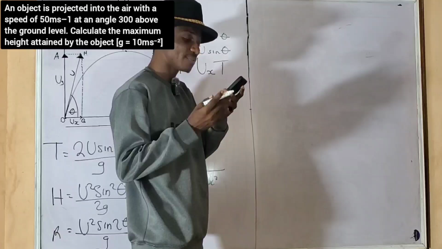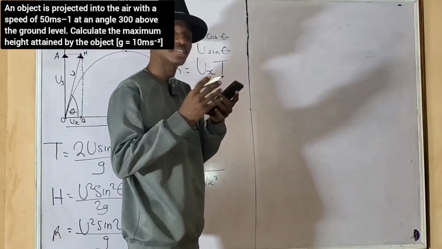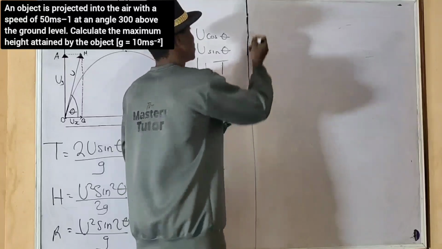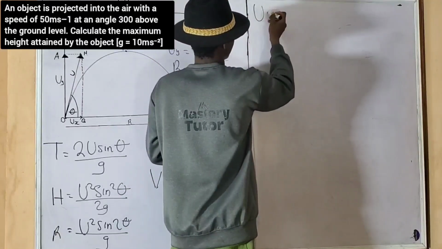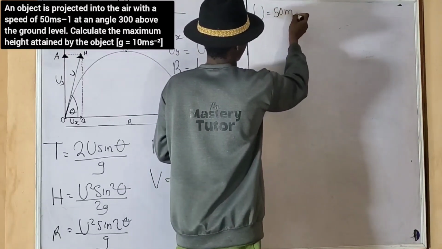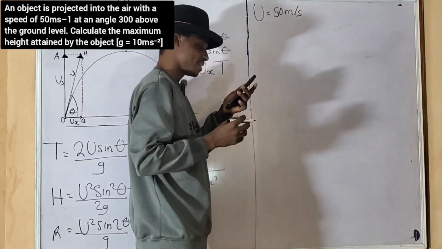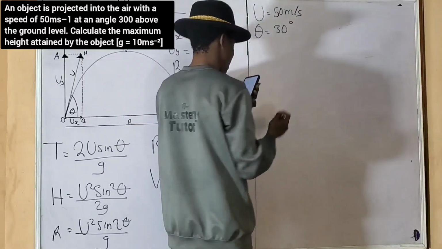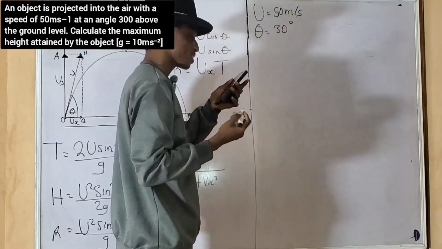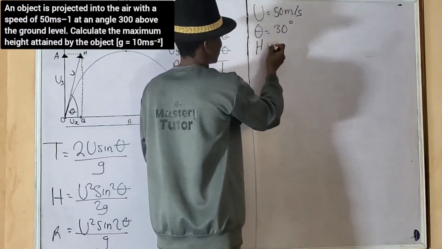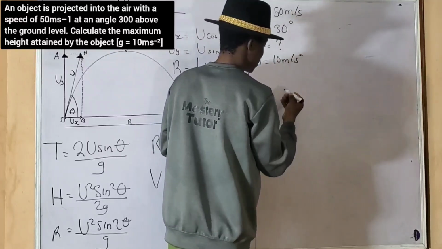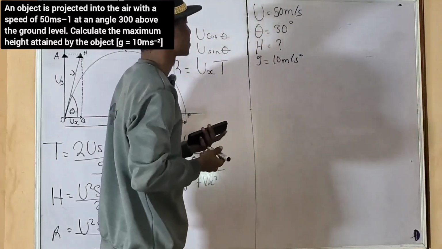We are given that the body is projected with an initial speed of 50 meters per second, so u equals 50 meters per second. Then the angle theta equals 30 degrees. Then we are asked to calculate the height, and g equals 10 meters per second squared. Please listen to me.